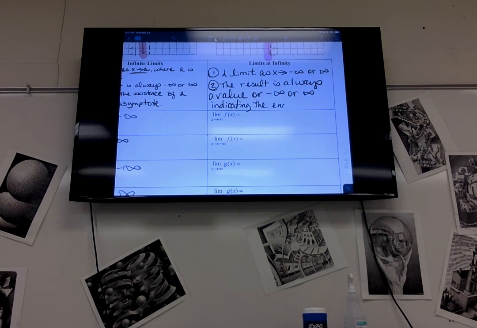the end behavior. End behavior has to do with horizontal asymptotes or slant asymptotes.